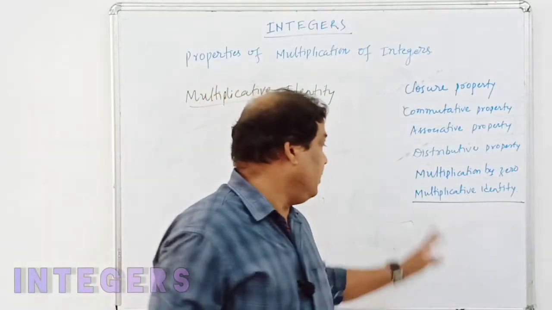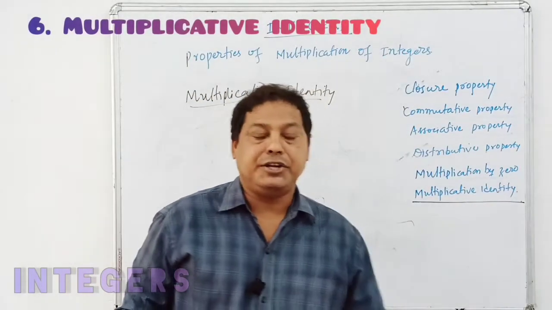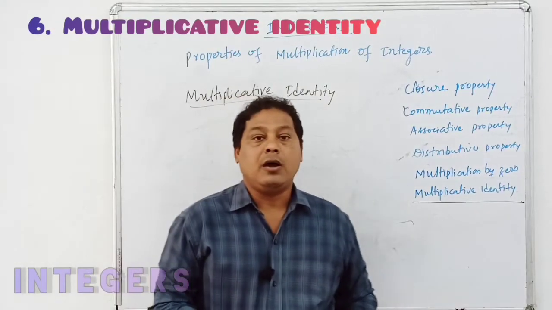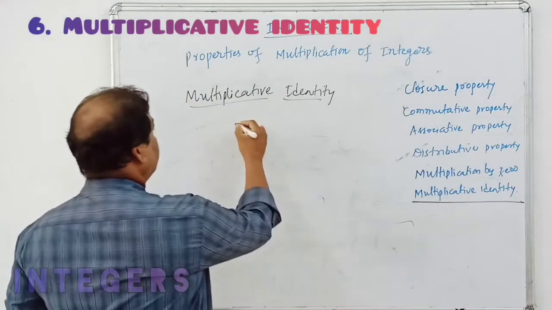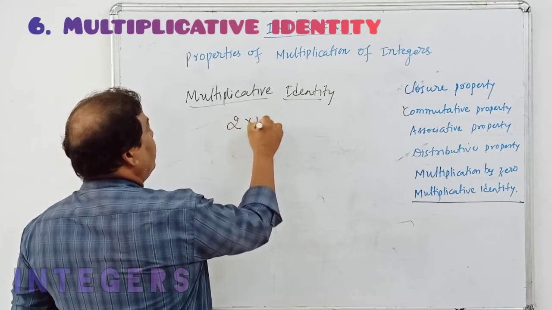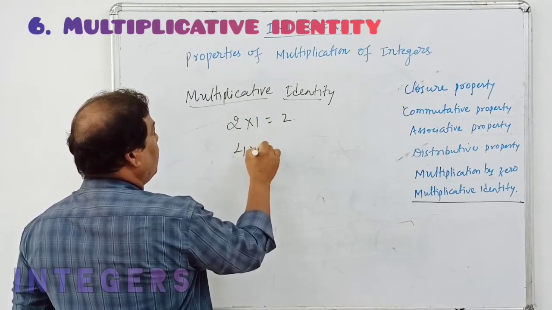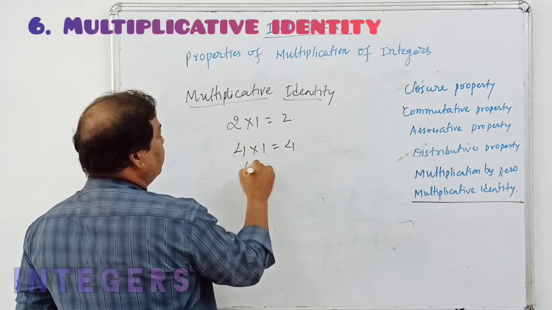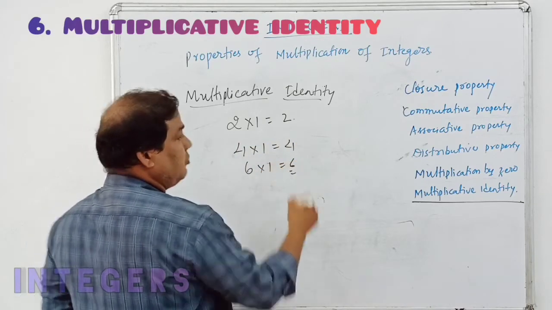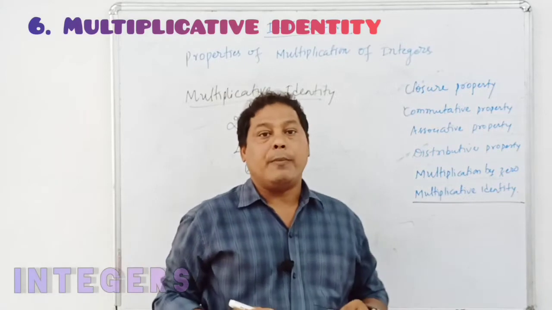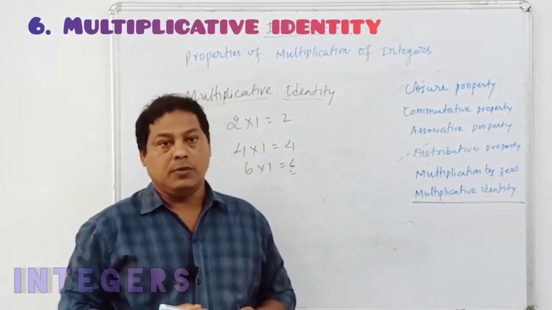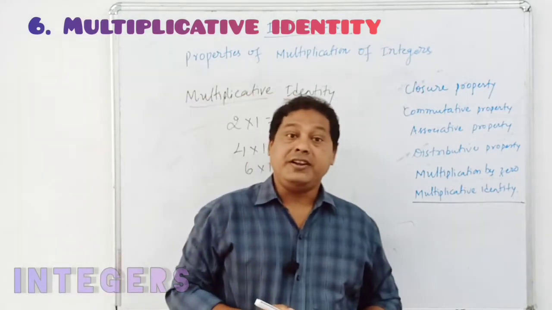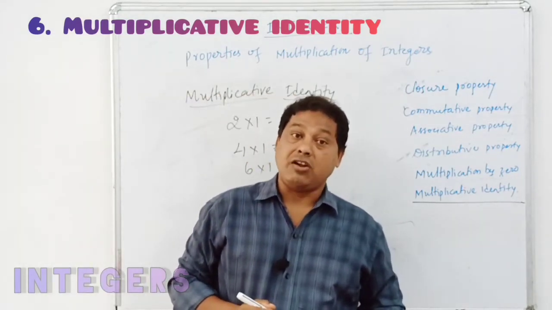Now it's the last topic, that is multiplicative identity. We know that 1 is the multiplicative identity for whole numbers. See, 2 times 1 is 2, 4 times 1 is 4, 6 times 1 is 6. So 1 is the multiplicative identity for whole numbers. Let us check that 1 is the multiplicative identity for integers also.